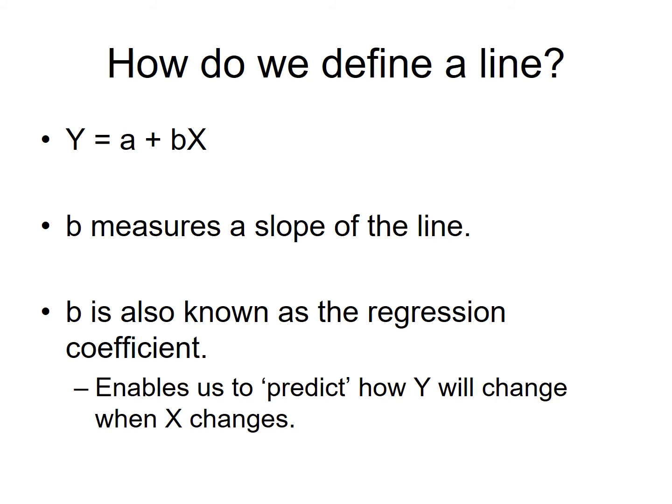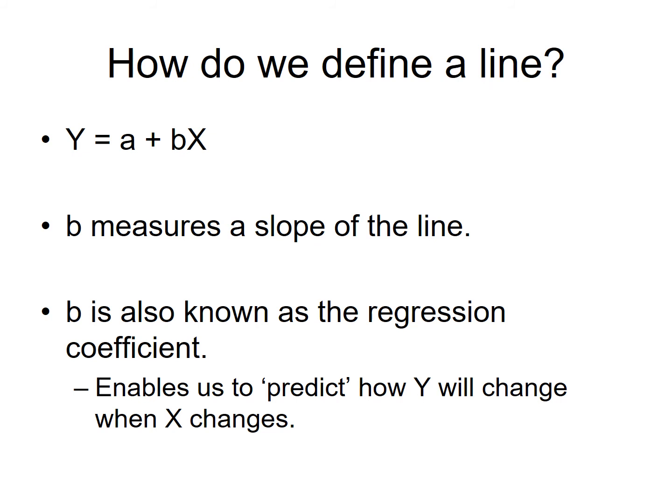So we define a line as y equals a plus bx, where a is the constant and b is the slope of the line. I think in your stats class you do it as y equals mx plus b, where m is the slope of the line and b is the constant. The constant, in other words, is where the line crosses the y-axis, where x equals 0. In this terminology, b is also known as the regression coefficient, which enables us to predict how y will change when x changes.